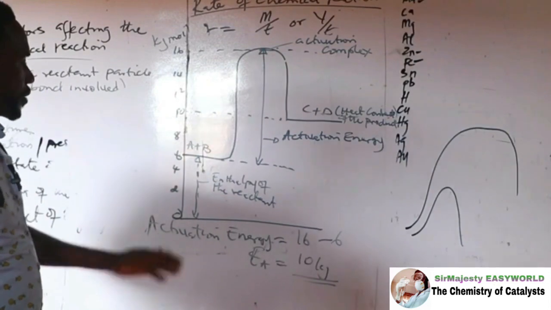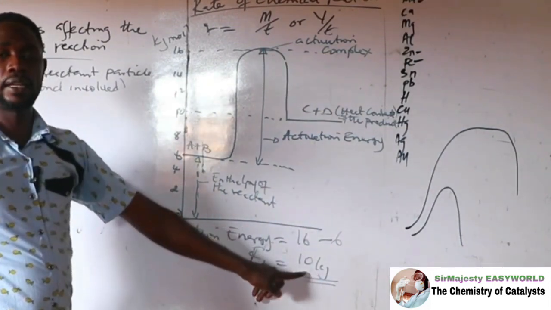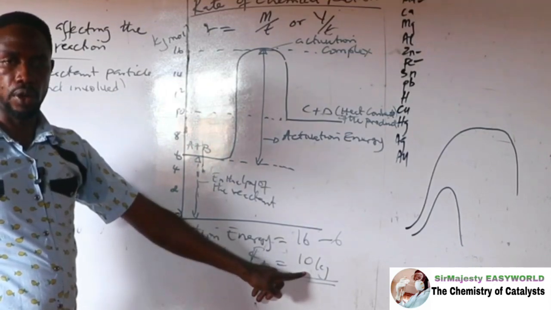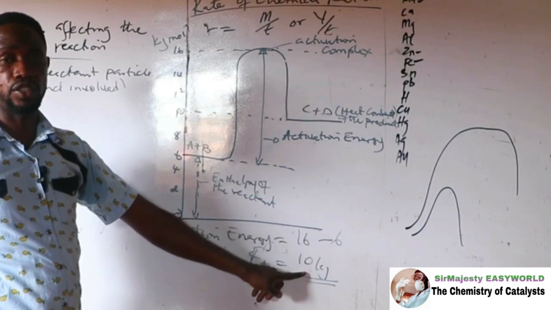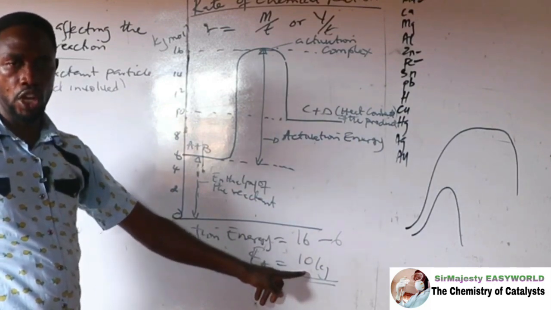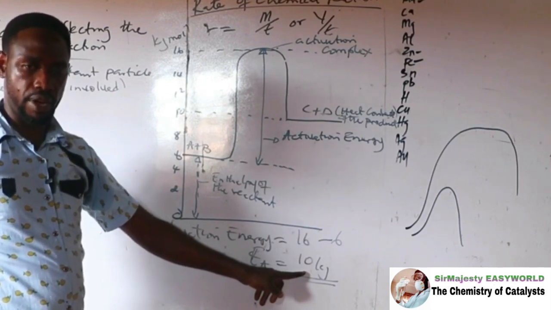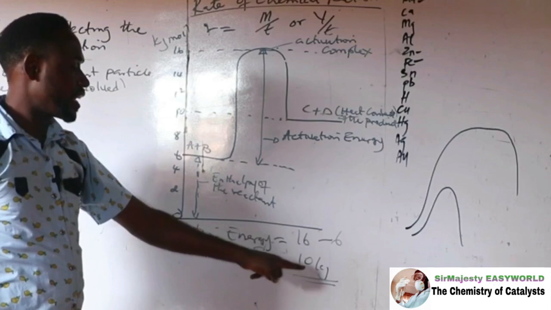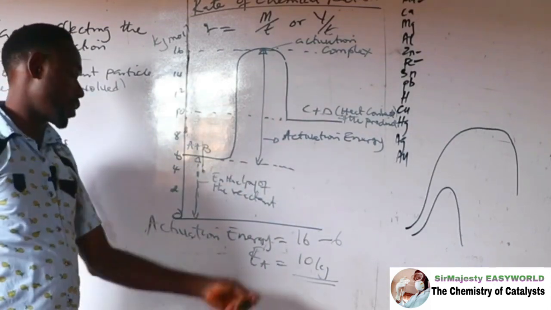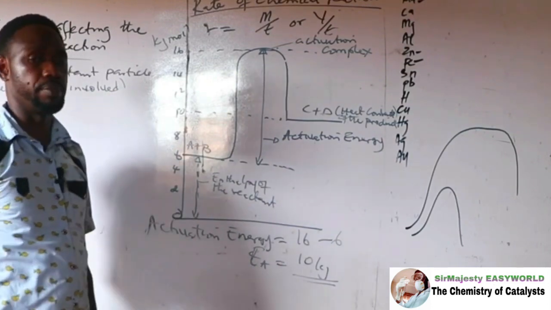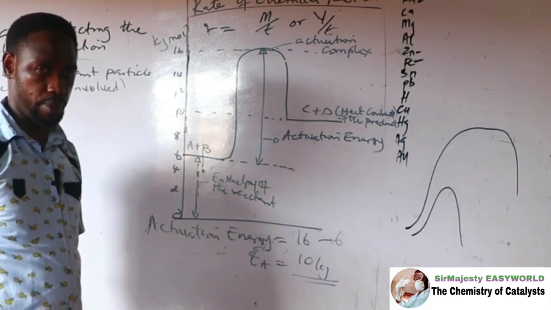Now, this particular reaction can only occur when you supply 10 kilojoules of energy. Such collisions of the particles that supply this energy are what we call effective collisions, collisions that are enough to break the bonds holding the reactant particles. So 10 kilojoules must be supplied before A and B are converted to C plus D. If you supply 9 kilojoules, A and B remain what they are. There won't be any change or transformation, and therefore there won't be any chemical reaction.